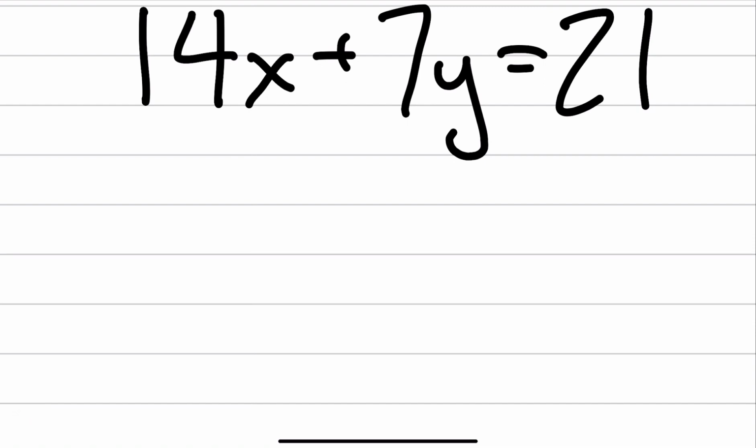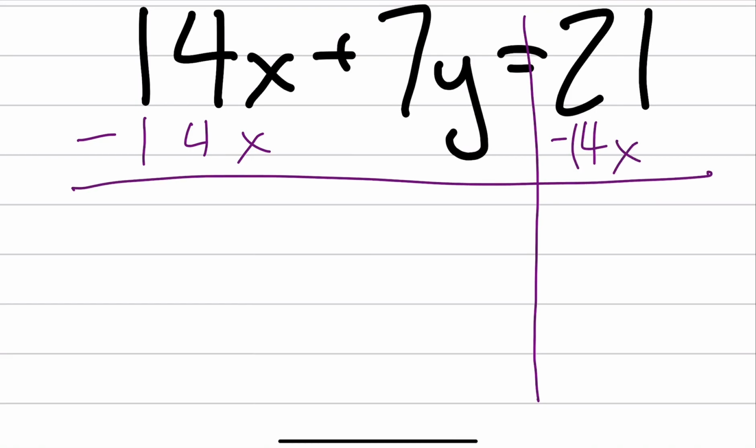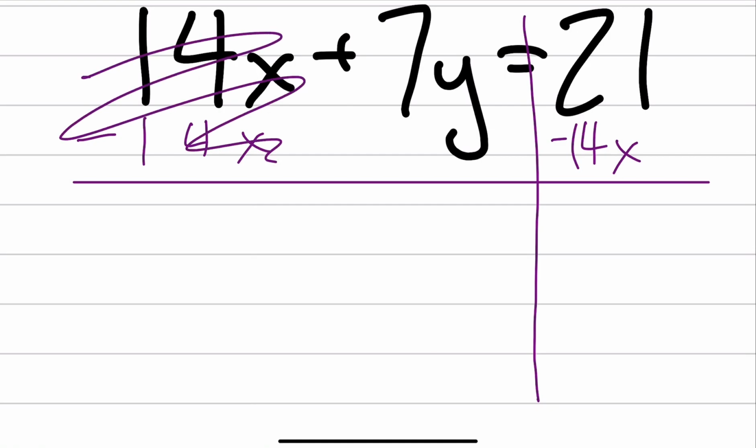Okay, same deal. Let's split it up. Then we're going to move our x term first. So we have positive 14. I'm going to move it by doing the opposite and subtracting 14x. All right, that's from both sides. Okay, so this 14x goes away, so we're left with 7y equals 21 minus 14x.